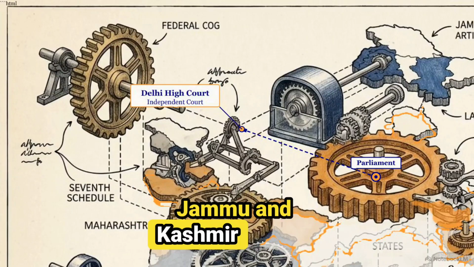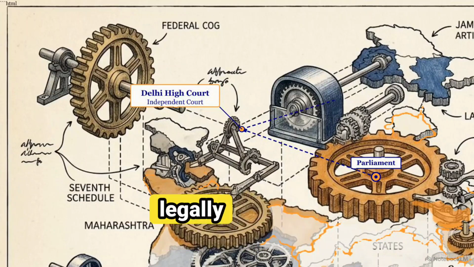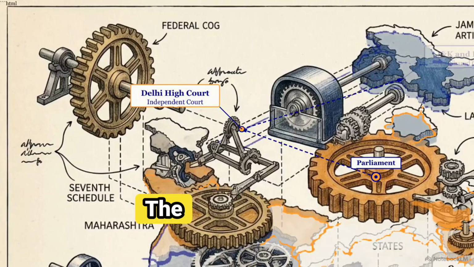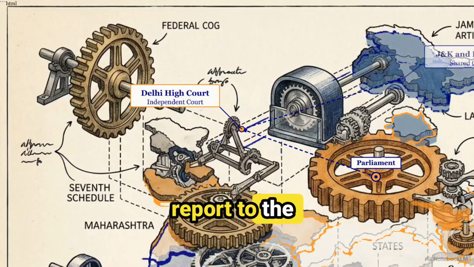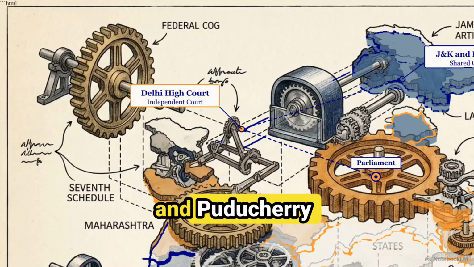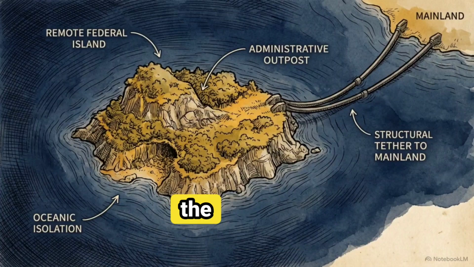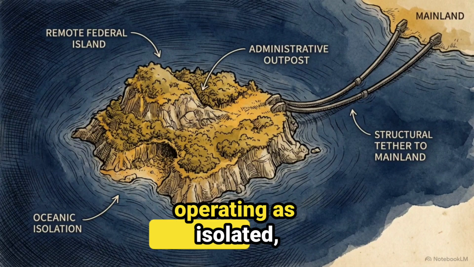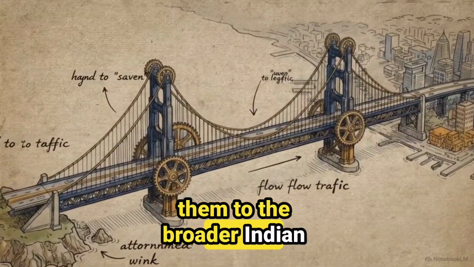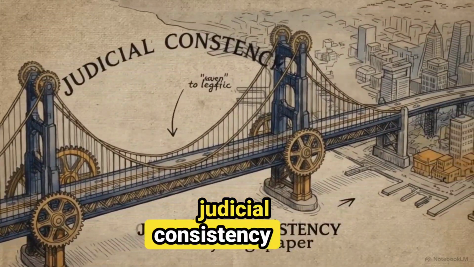Jammu and Kashmir shares a common high court with Ladakh. The remaining territories are legally tethered to the infrastructure of powerful adjacent states. The Andaman and Nicobar Islands report to the Calcutta High Court. Lakshadweep falls under Kerala, and Puducherry is governed by the Madras High Court. This judicial tethering prevents the smaller territories from operating as isolated legal islands. It firmly subordinates them to the broader Indian federal legal framework, thereby maintaining judicial consistency with the mainland.